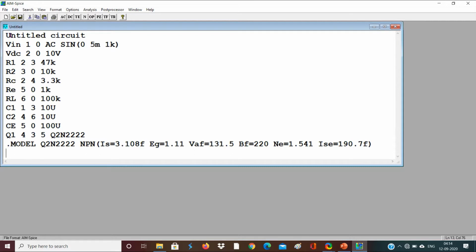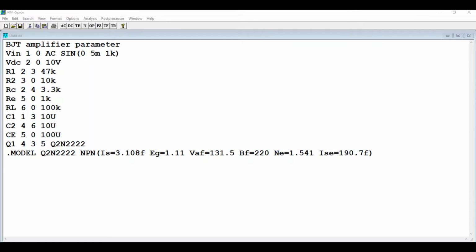In AM Spice, the first line is by default the comment line. So let's write BJT Amplifier parameters, and then comes the code. Now, after copying it, we have the code with us. As I told you, the first line is by default the comment line.